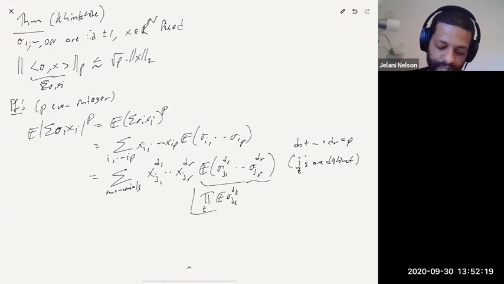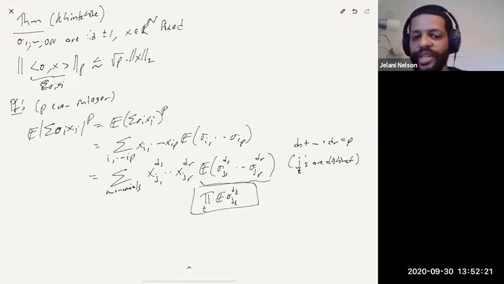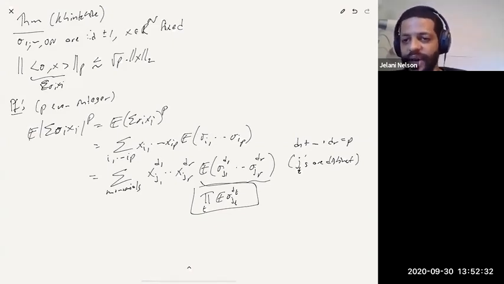So what is this product? Well, there are only two cases. In one case, all the d_t are even, and then sigma to the d is 1, and then the product of 1 a bunch of times is 1. So this thing could be 1.